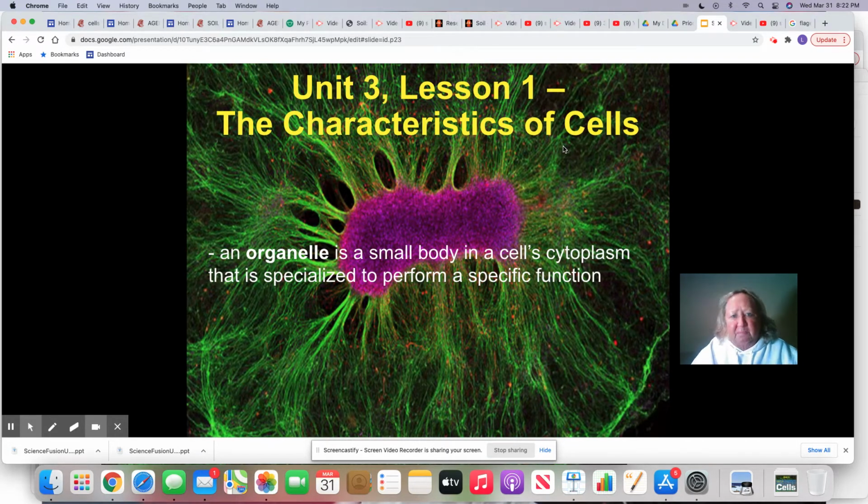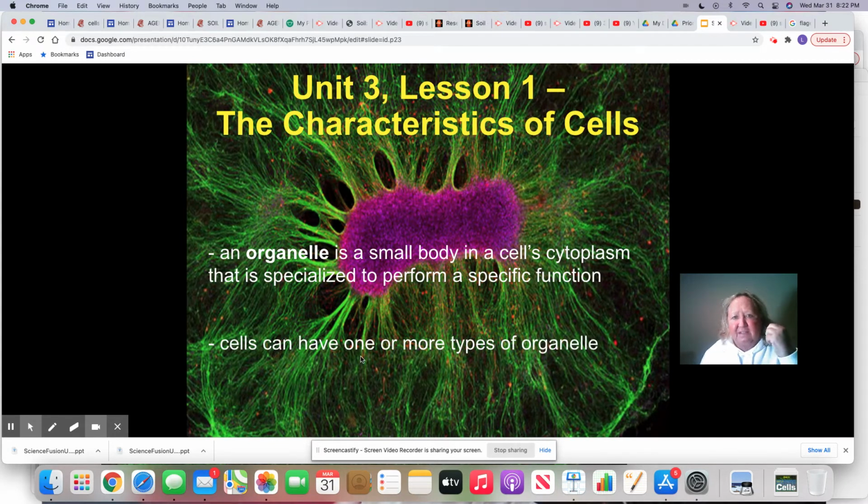So if you look at our bodies, our brains tell us what to do and how to act and where to move and all of that. Our brains are in charge. Our lungs' job is to help us breathe, okay? Our heart's job is to pump the blood throughout our body. Well, the same thing, organelles have a job inside the cell.